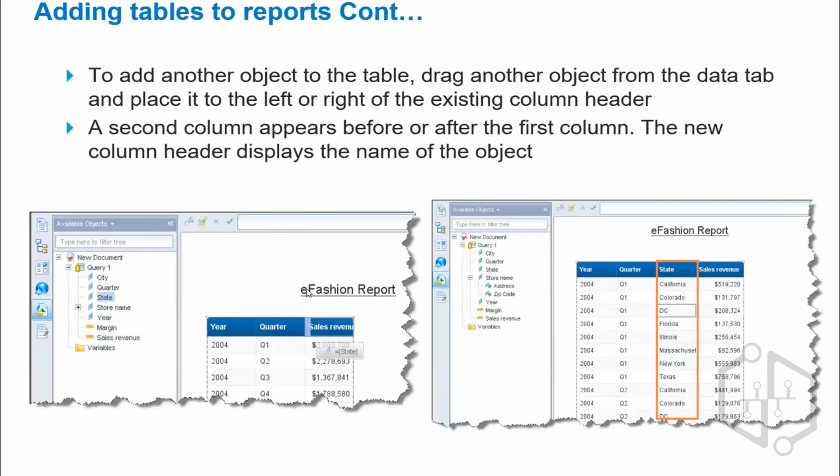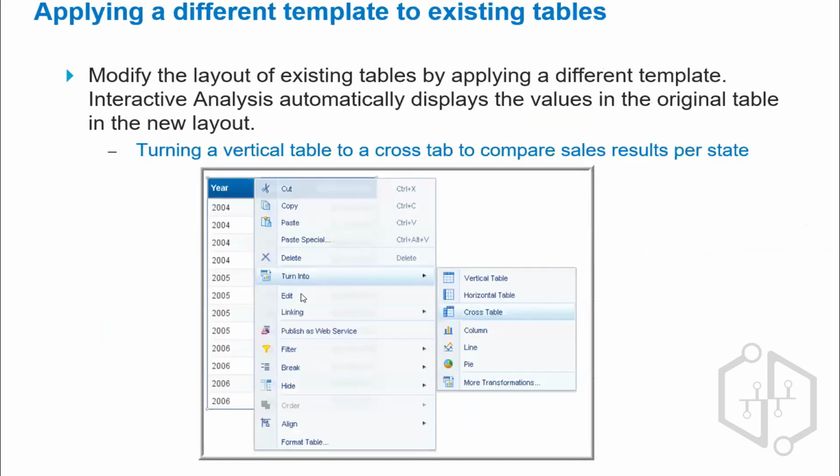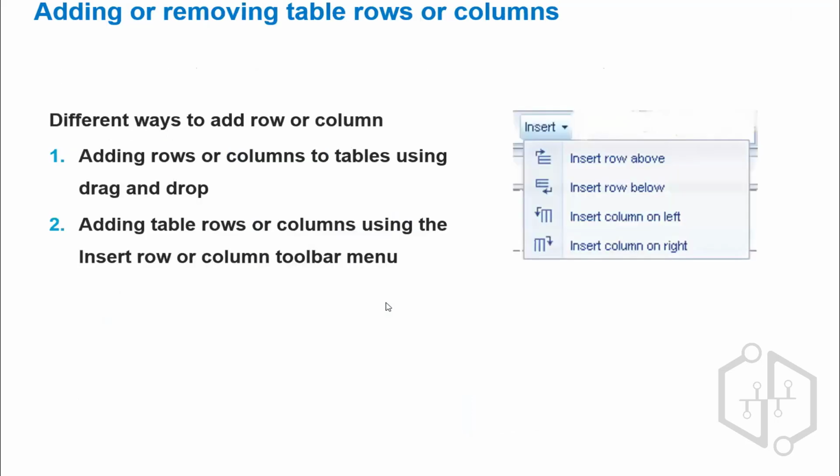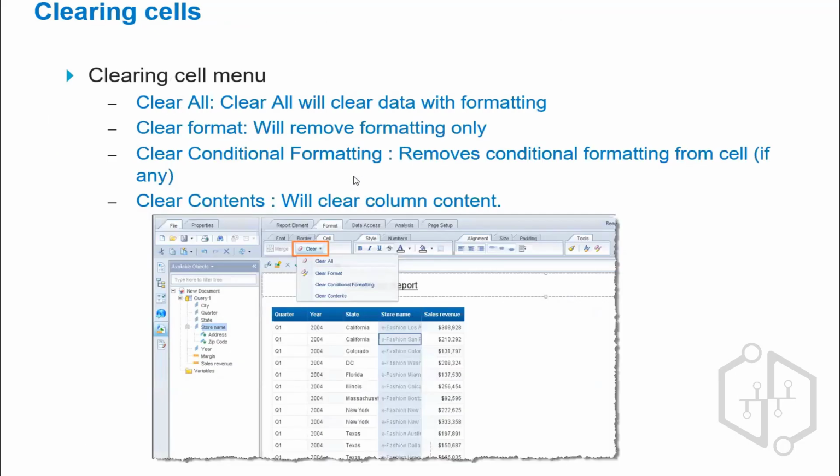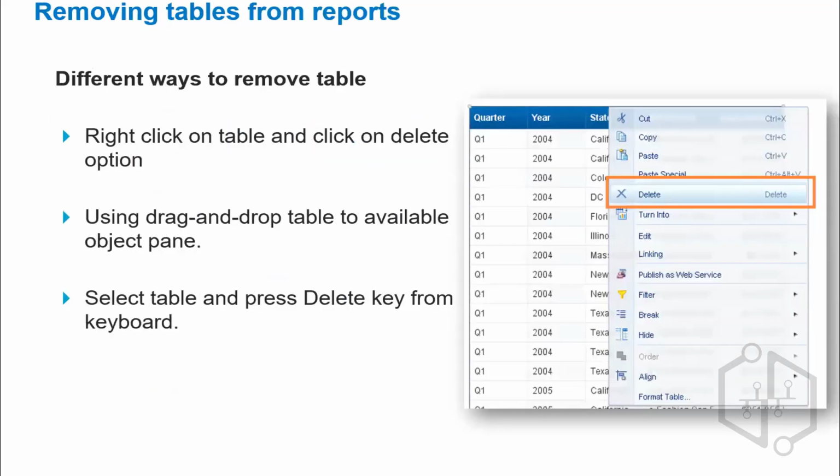How we can add tables to reports. How we can duplicate them, just copy paste. How we can turn tables into different tables or charts. We can move the columns or swap the columns. We can remove the table by right clicking and delete, or we can just delete.